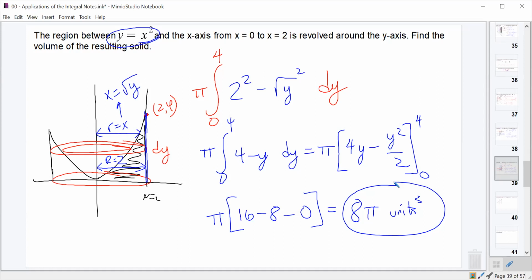And we'll also take a look at some where we have to break up our integral into multiple different integrals in order to be able to solve it.